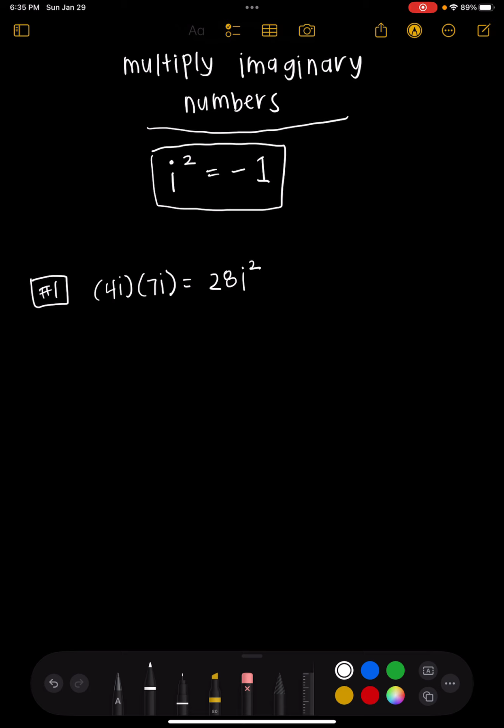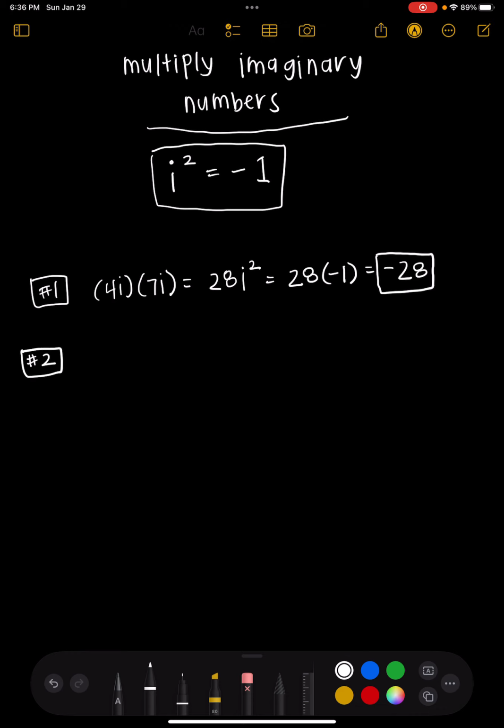Now, normally, if this was just a normal variable like x, we would be done. We would just say 28i squared. But because these are imaginary numbers, we can simplify that squared. We know that i squared is -1, which means this is the same thing as saying 28 times -1, which is -28. So our final answer is just -28. As you can see, that -28 is a little bit simpler than 28i squared. That's why we like it a little bit more. Let's do that second example now.